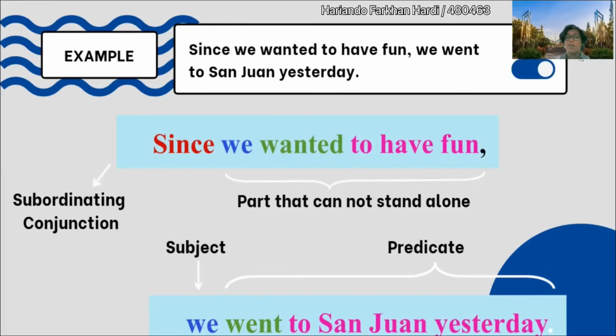Let me give you an example. Since we wanted to have fun, we went to San Juan yesterday. Let's dissect it one by one. Since is a subordinating conjunction. The next is "we wanted to have fun." This is the part that cannot stand alone. And the next is "we." We is the subject of this sentence. Then the next, "went to San Juan yesterday," is the predicate.